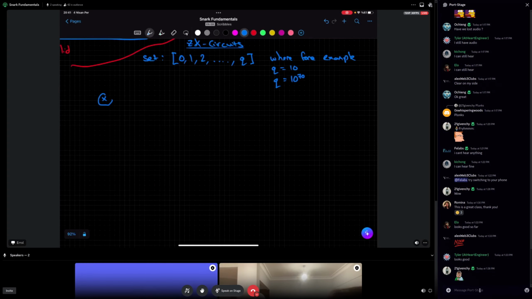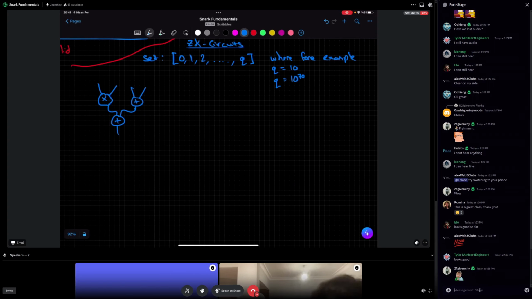So ZK circuit, let's just sketch an example one. We might have multiplication and addition, and maybe they both go into an addition. Okay, and maybe we'll preset some of the numbers. 7, 4, 1. Okay, so this is now our ZK circuit.